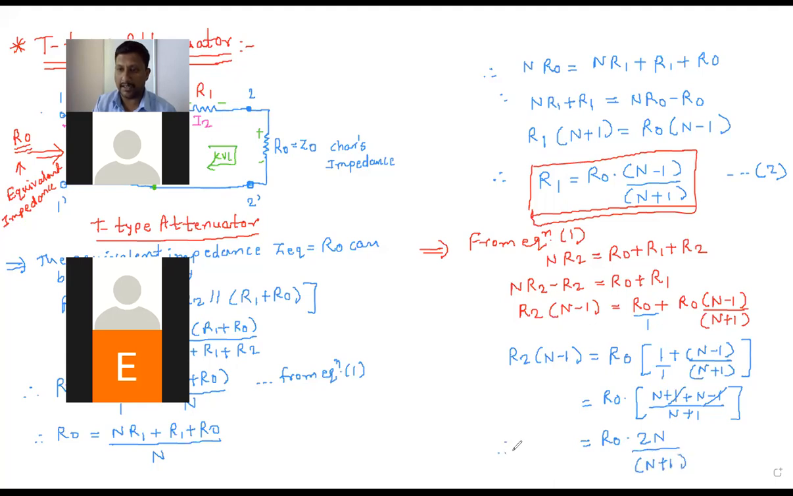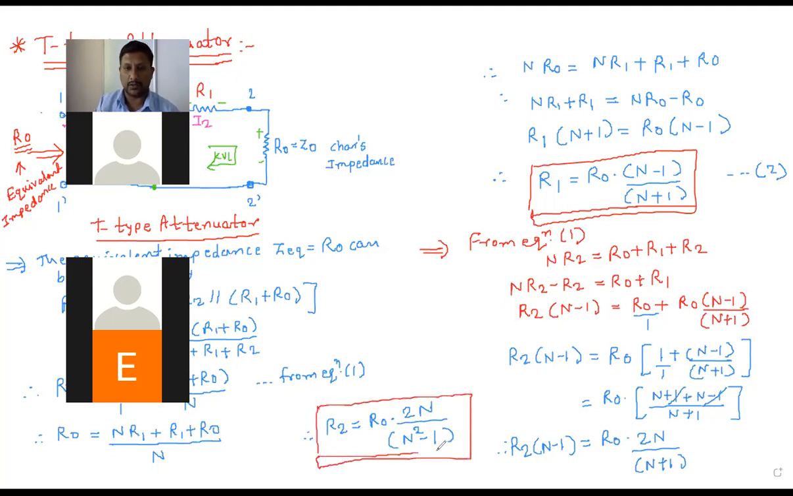आणि इकडे लेफ्ट हँड साइडला काय? R2 into n minus 1 आहे. सो n minus 1 इकडे तुम्ही डिनॉमिनेटरला मल्टिप्लाय करा तर तुम्हाला R2 चं इक्वेशन मिळेल. So R2 is equal to R0 into 2n divided by n plus 1 into n minus 1, म्हणजे काय असणार आहे? n square minus 1 square. Yes, that is n square minus 1 आपण लिहू शकतो. So this is my second formula which will help to find out the R2 value. This is my equation number 3.